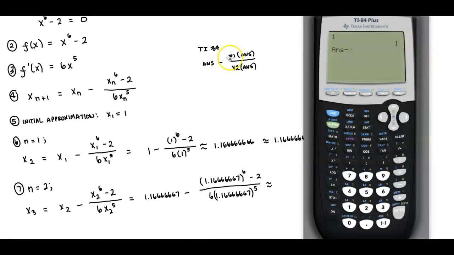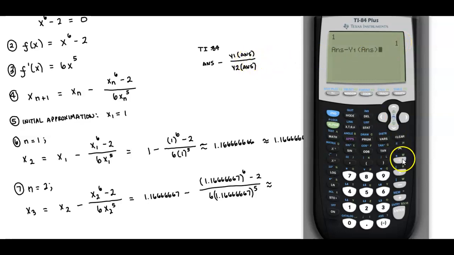So we have answer, and then we're going to subtract, and then in order for us to get to the y1, we're going to select vars, and then go to the right where it says Y-VARS, and then it says function. We're going to hit enter and select the very first one, because that represents x to the 6 minus 2. Then we hit enter and put in parentheses the input, which is the answer that we have stored, which is the 1.